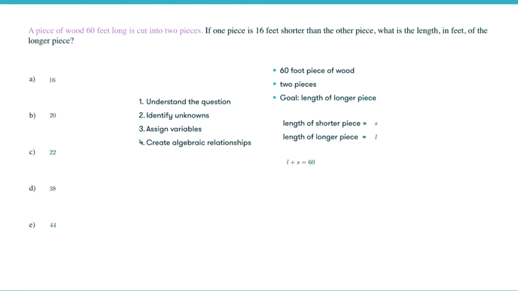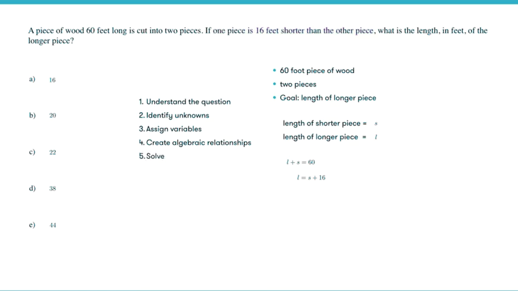Next, we have the relationship that one piece is 16 feet shorter than the other piece. So this concerns a relationship between the lengths of the pieces. Well, we know that the longer piece is 16 feet longer than the shorter piece. So we can create the second equation, L equals S plus 16. Now that we've created these two equations, our next step is to solve.